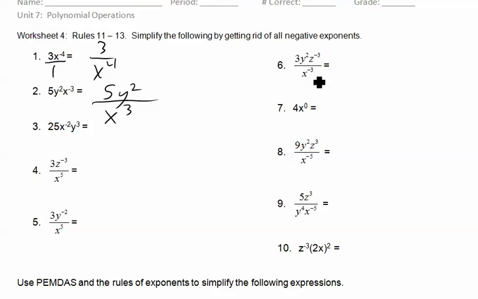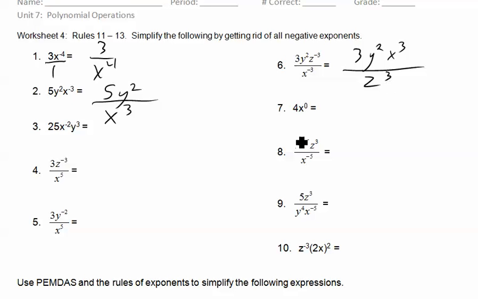So this one here, the x to the negative 3 is in the bottom of the fraction, so we're going to move it to the top, and the z to the negative 3 is in the top of the fraction, so we're going to move it to the bottom. Alright, so let's see how this goes. So we got 3y squared x to the third over z to the third.